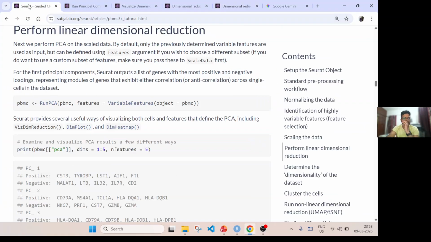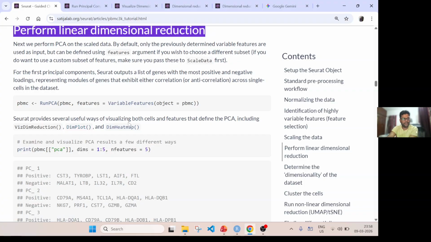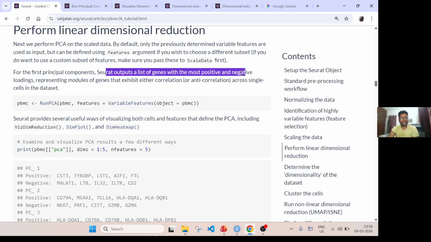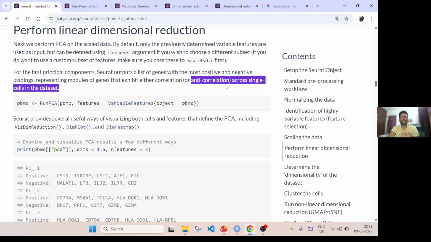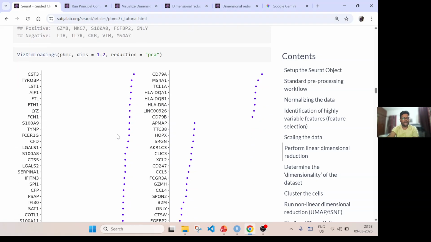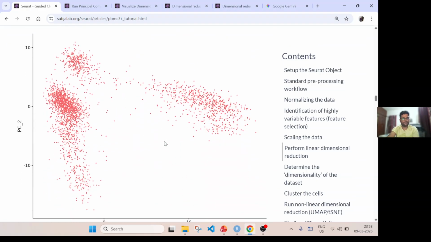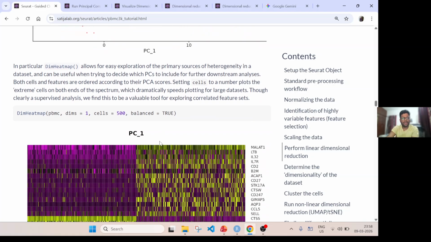If you read their documentation, they say that Seurat performs linear dimensional reduction and outputs a list of genes with the most positive and negative loadings. Okay, and these often represent genes that exhibit either correlation, that means the positive, or anti-correlation, negative, across the single cell dataset. So that's why these are very important plots. Okay, this kind of plot gives important information.